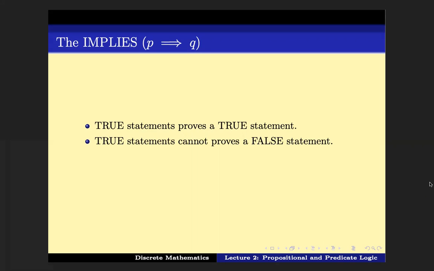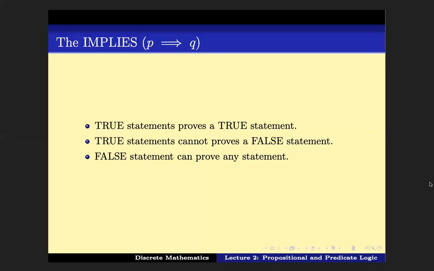Okay, so a true statement cannot prove a false statement. If you start from, let's say, P is a prime, and you go ahead and prove something mathematically correctly, you end up proving something that is correct, as long as no mistakes are made, right? But what about a false statement?